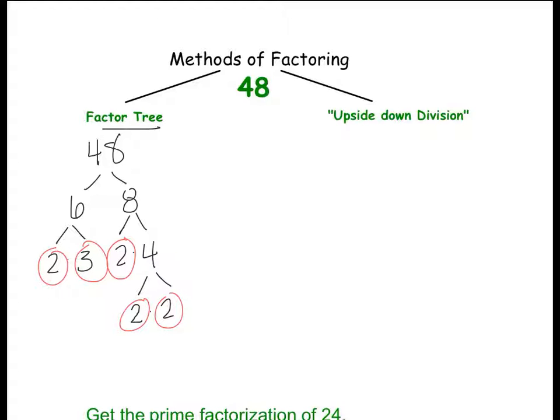So I can give the prime factorization, which remember our definition said it's the product, which means multiplication, of all prime numbers. So if I take all these prime numbers, 2 times 2 times 2 times 2 times 3, I get 48. 2 times 2 is 4. 4 times 2 is 8. 8 times 2 is 16. And 16 times 3 is 48. If I multiply all these prime numbers together, I get 48. So that's called the prime factorization of 48.